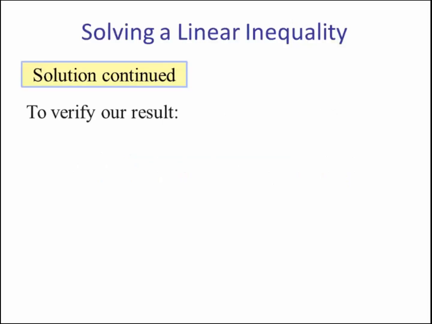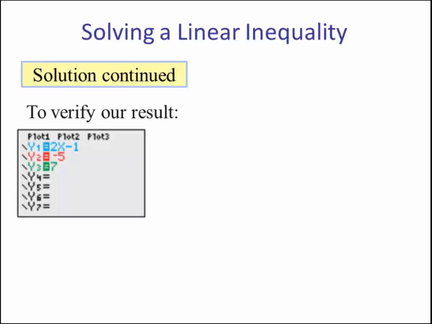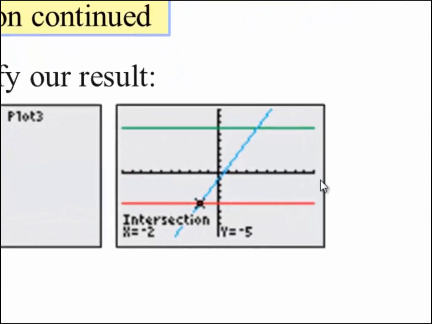And this is what the graph would look like. We can verify using our graphing calculator. For the middle part, we put in y1, that's 2x minus 1. And y2, we put -5. And y3, we put 7. So here we see the graph. This is y equals 7. This is y equals -5. And the blue part is our expression 2x minus 1.